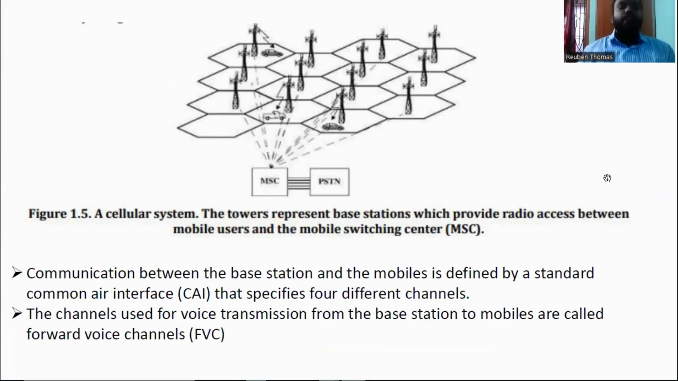The communication between the base station and the mobiles is defined by a standard common air interface, that is the CAI, which specifies four different channels. The channels used for voice transmission from the base station to mobiles are called the forward voice channels.